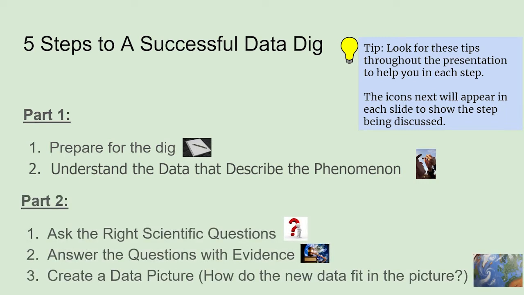In part 2, we will go through the other 3 steps, which are going to be asking the right scientific questions, and then we're going to answer those questions with evidence, and then we're going to create a data picture. And we're going to take our results and what we learn by looking at the data and try to fit it in our picture or our model of the phenomenon and how it works.